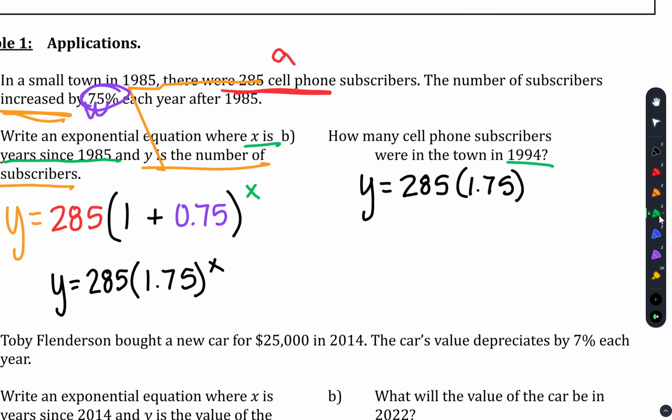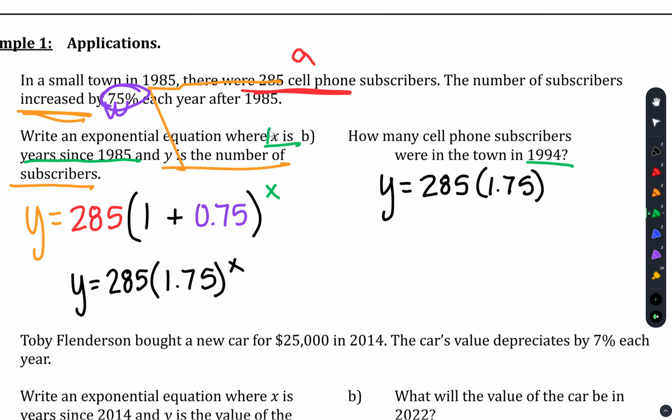Now, if you remember, x represents time. x specifically in this problem is years since 1985. So I'm going to do a little quick math here. 1994 minus 1985 gets me that there is a 9 years difference. So my exponent is going to be a 9.